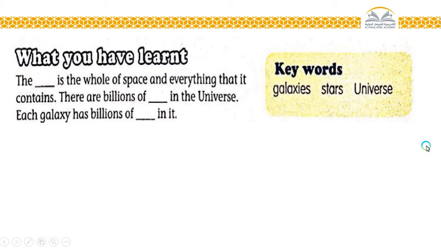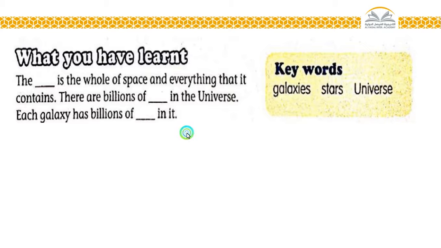After that, we will summarize what you have learned in this lesson. First one: we have the word box here: galaxies, stars, and universe. The blank is the whole of the space and everything that it contains. There are billions of what in the universe? Each galaxy has billions of what? Think about the answers.